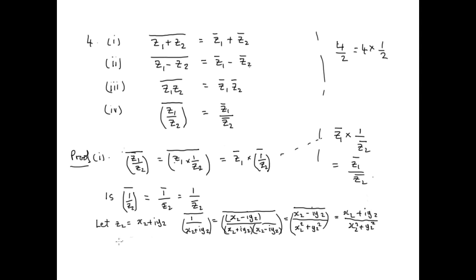All that remains now is to do a similar calculation for 1 over z2 bar and see that we get the same thing. Now z2 bar, it's a conjugate, so it's x2 minus iy2. We multiply top and bottom by x2 plus iy2.